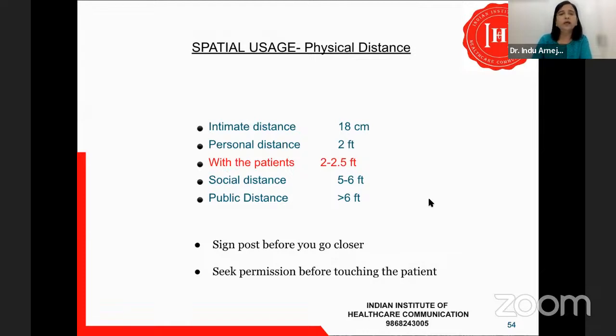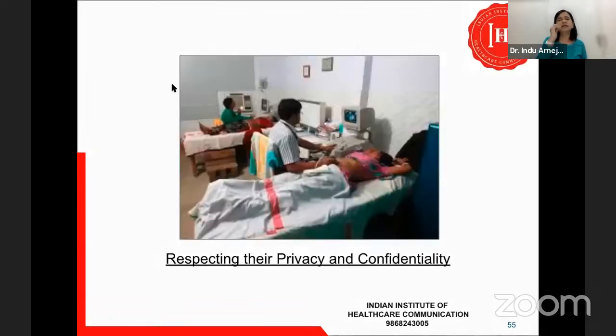Yeah. So I think this is a very important thing. A lot of the time patients feel uncomfortable if we are physically very close to them without any information, without any kind of signposting. And it's not just for us. I think all staff members should know that this distance has to be respected.